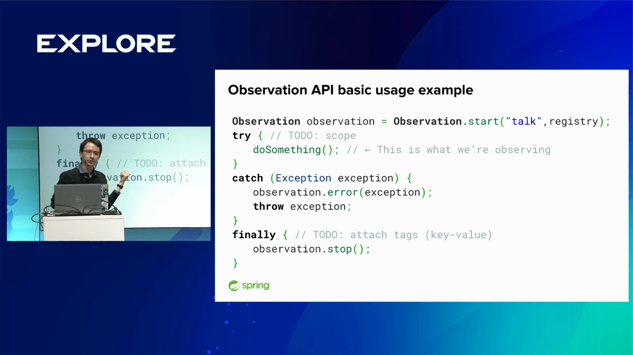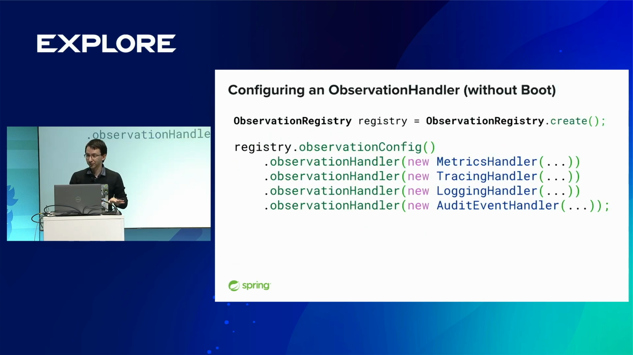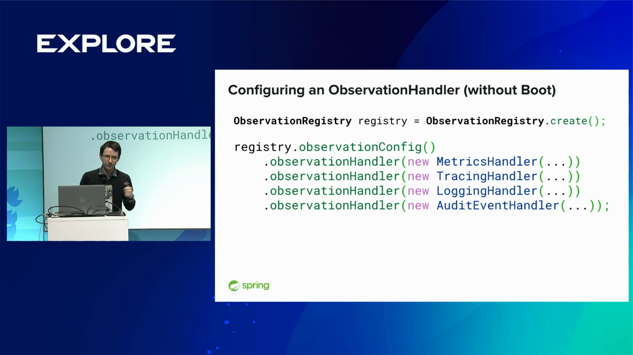But what will happen if you do this? Believe it or not, by default, nothing. And this is because, if you ask me, the heart of the Observation API is a thing called Observation Handler. The Observation Handler is a component in the Observation API. It's an interface that will be notified, if you register it, about these events. If you start an observation, guess what? The Observation Handler will be notified about it. If you signal an error or stop the observation, it will be notified as well.